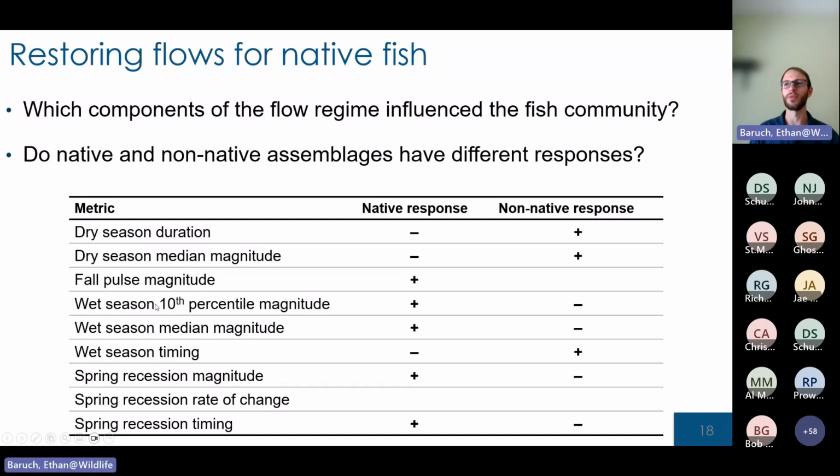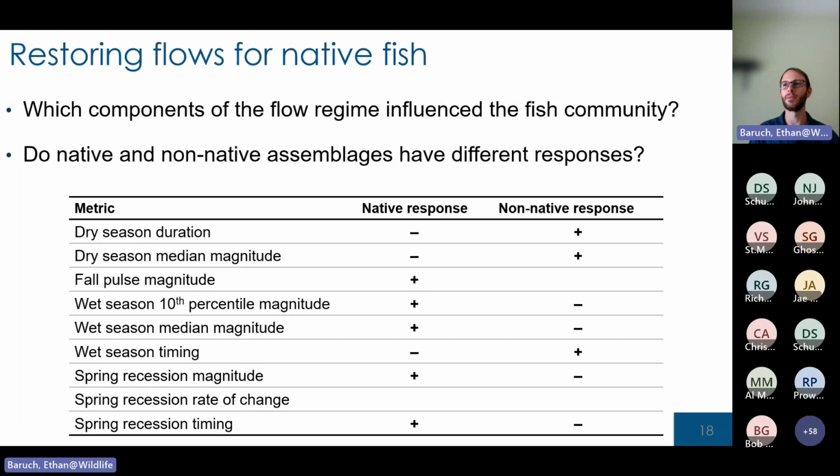The wet season also was pretty strongly associated with both the native and the non-native communities. The wet season 10th percentile magnitude, so kind of the base flow in the wet season, and the median magnitude of flow in the wet season, both showed that greater flows were beneficial for native species and detrimental for the non-native fish community.